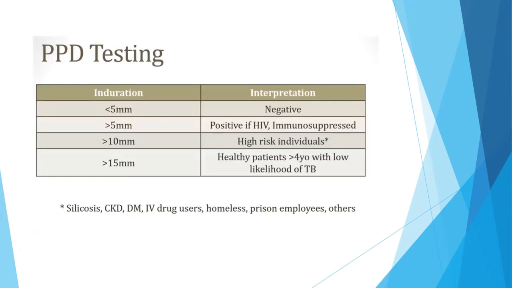So PPD testing is a very important test, which is generally asked in the examination. We generally don't do it to diagnose, but just to screen the patient sometimes, or for some travel purposes. So we inject 0.1 ml of PPD intradermally, and then we measure the induration. If the induration is less than 5 mm, then it is negative. More than 5 mm is positive if the patient is HIV positive or immunocompromised. If it is more than 10 mm, then the patient is a high risk individual. And if it is more than 15 mm, it means that the patient may be an active case of TB.